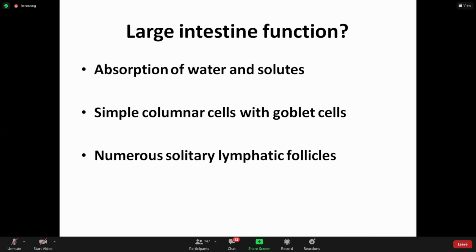Okay, so what is the large intestine? The large intestine extends from your cecum up to your anus in the perineum. The cecum is present in the right iliac fossa. So the large intestine is roughly 1.5 meters long and extends from the cecum up to the anus, which is present in the perineum, right?